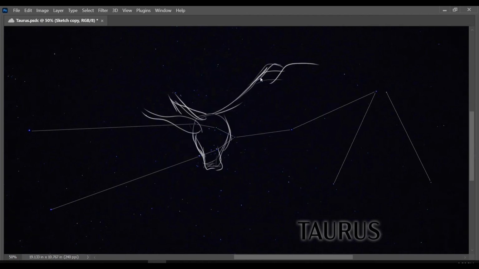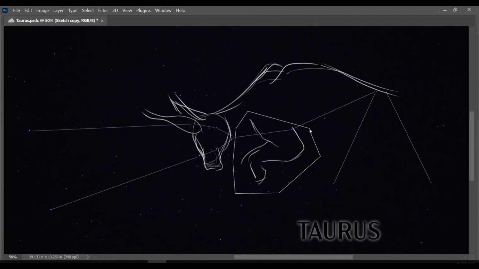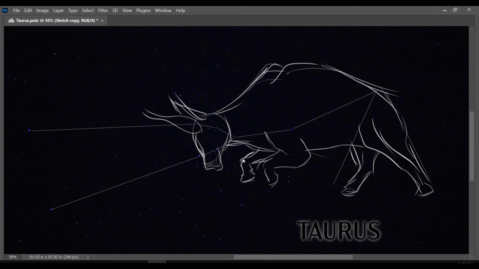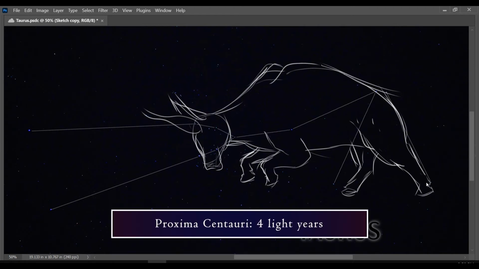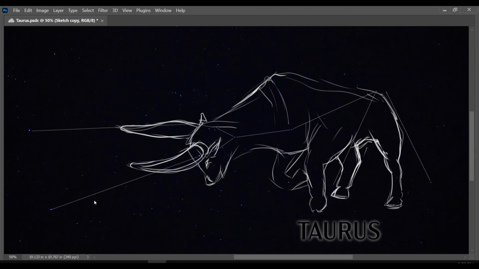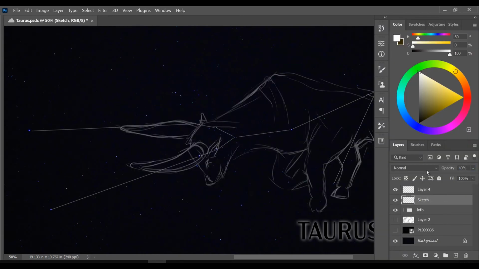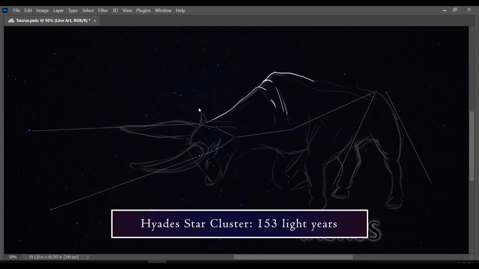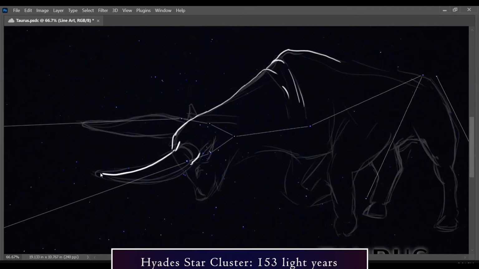So just to give you some idea of the scale, the closest sun to our solar system outside of it is Proxima Centauri, which is about 4 light years away. It takes 4 years for light to come from there to here. Still a long ways, but nothing compared to what it could be. The closest star cluster, which I already mentioned is the Hyades, is 153 light years away.